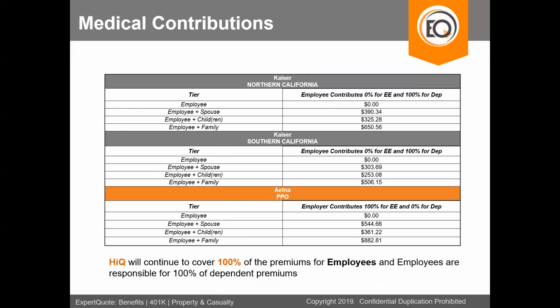Your medical contributions and your ancillary contributions are going to be staying the same, which means HealthIQ is going to continue to cover 100% of the premiums for employees, and you as the employee are responsible 100% for your dependent premiums. As you see here on the screen, we have Northern California rates, Southern California rates, and then we have your PPO rates. It says $0 for employee, and then as you go up in tiers, your premiums are listed here. You will see the same premiums in East Central.